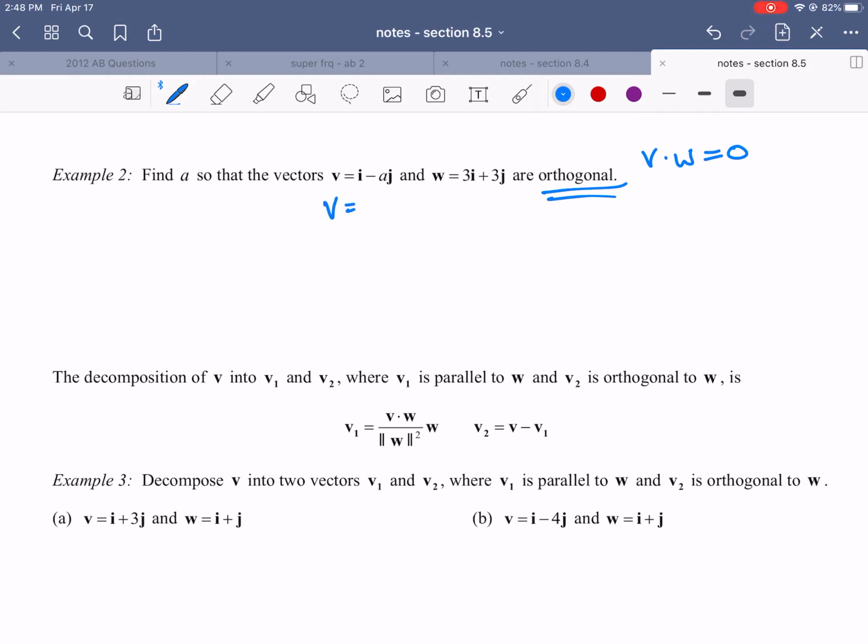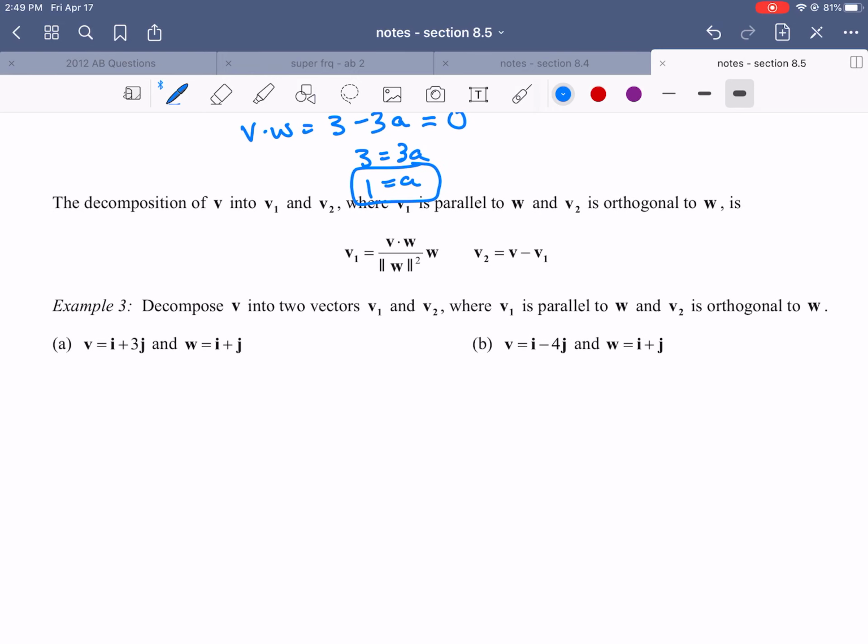Okay, so for this particular problem, we have this vector v, which is equal to 1i minus aj, and we have a vector w that is equal to 3i plus 3j. And so whenever I do the dot product, v dot w, then I'm going to multiply the first two components together, which would be 1 times 3, so 3. And then negative a times 3 will be negative 3a. And if I want these vectors to be orthogonal, I need to set the dot product equal to 0. And so if you go ahead and solve that for a, you're going to get 3 is equal to 3a, so that 1 is equal to a.